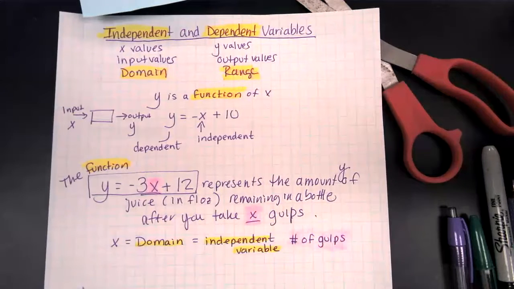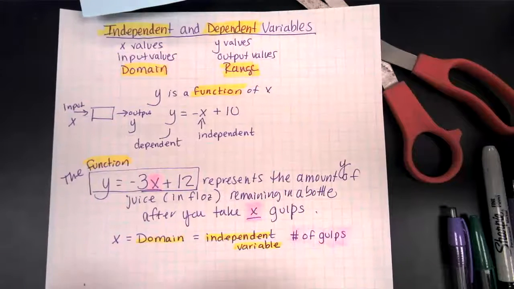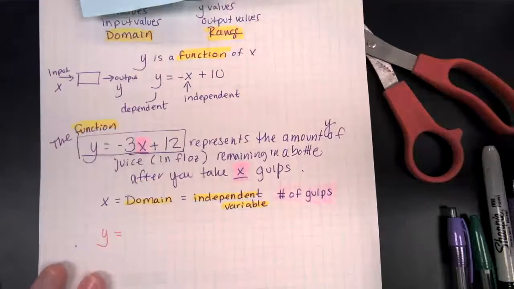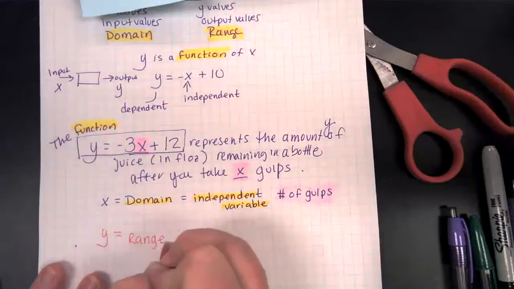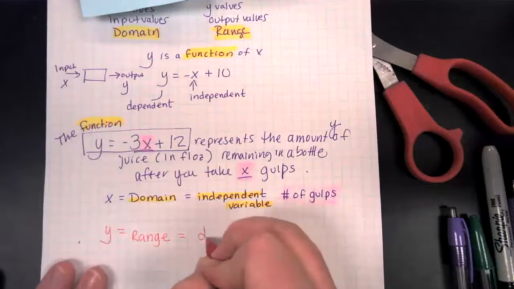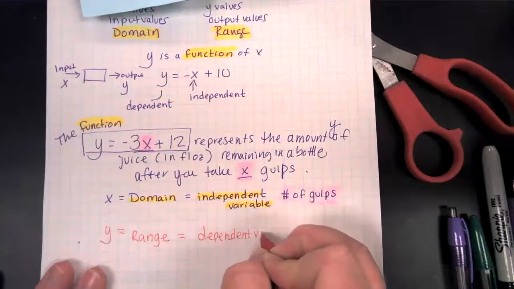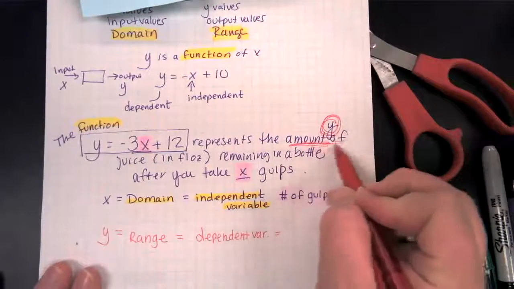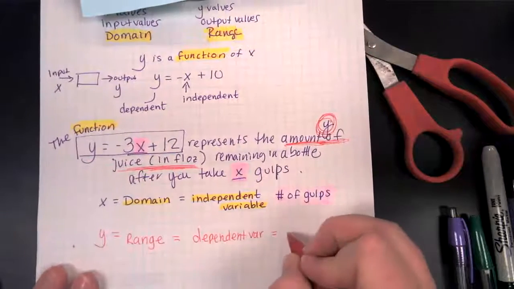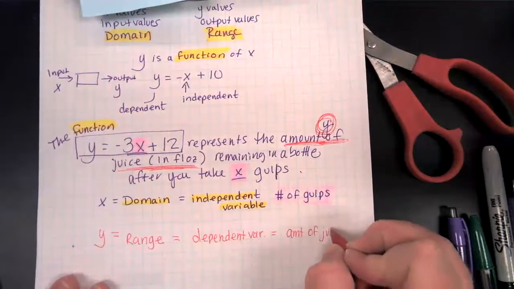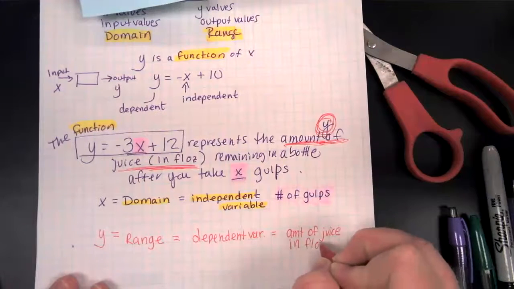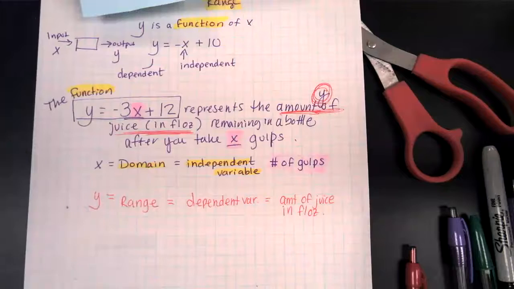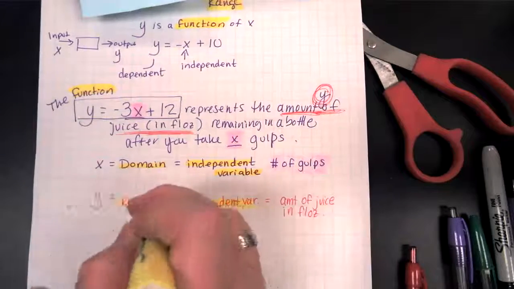Okay, so now let's do the other piece. I think I used red, didn't I? It's not my favorite, but I'll use red a little bit. So the Y, which is the range, is the same as the dependent variable. And that equals, now let's go right here, Y is the amount of juice in fluid ounces. And I'm going to go back and highlight the words dependent variable and range.